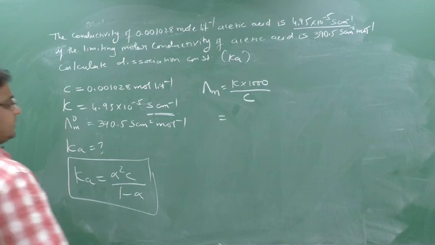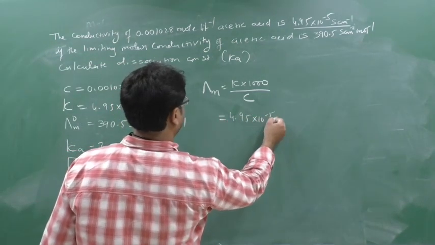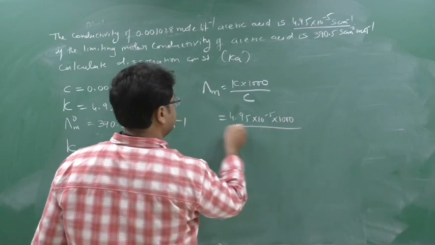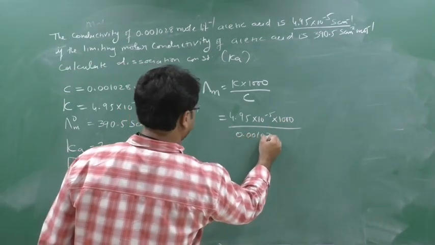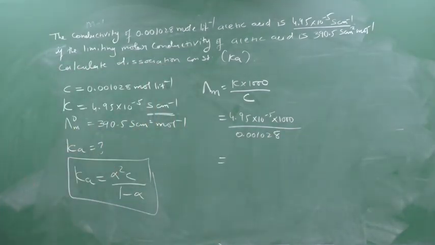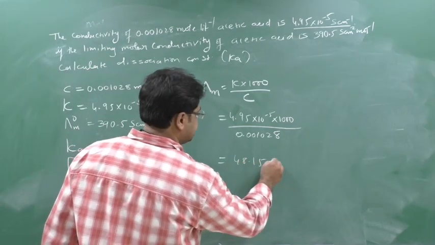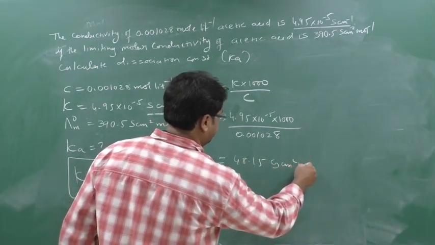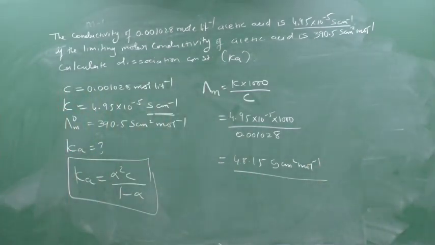So what is the value of K? That is 4.95 into 10 to the power minus 5 into 1000 divided by the concentration, which is 0.001028. If you solve this, the lambda m value you will get is 48.15 Siemens centimeter square mole inverse. So the lambda m value you got is 48.15 Siemens centimeter square mole inverse.